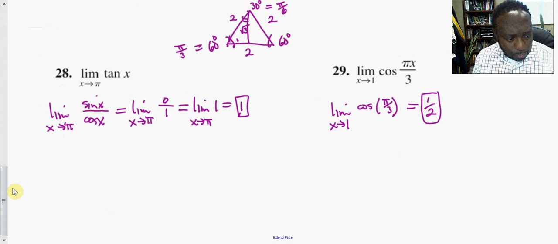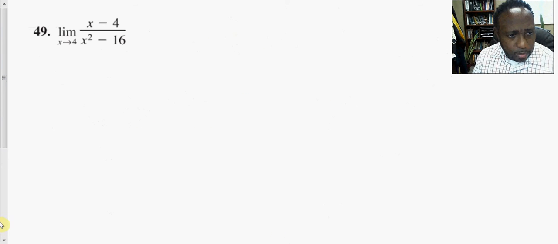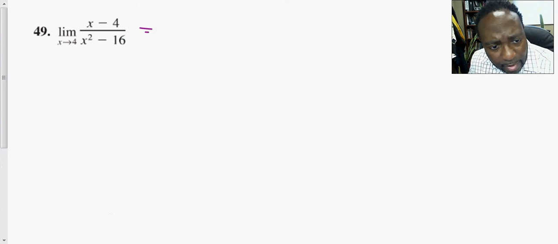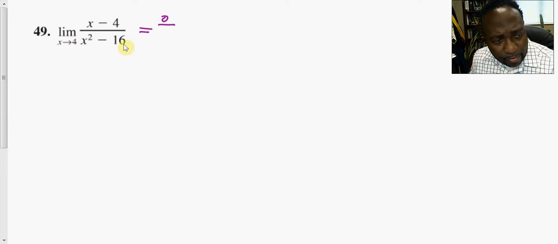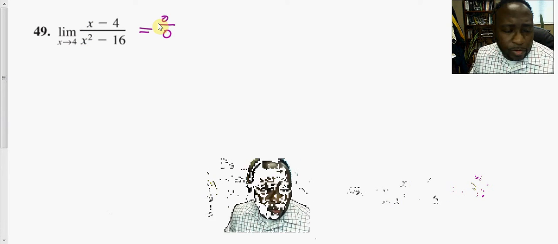Okay. Well, let's look at some more. The limit of x minus 4 divided by x squared minus 16 as x approaches 4. If you plug in x equal to 4, we get 0 divided by 16 minus 16, which is 0. This is the indeterminate form.